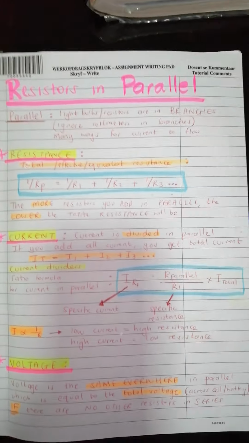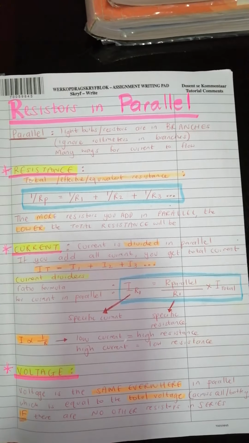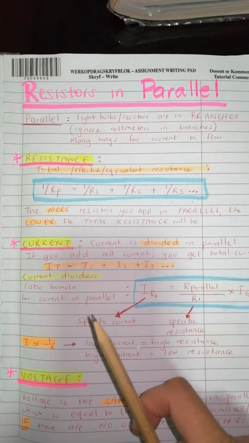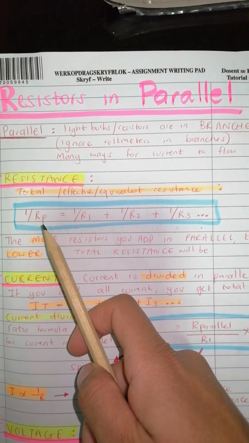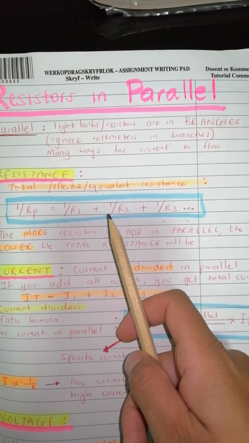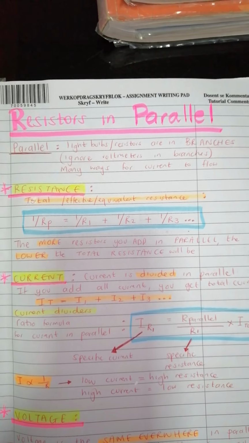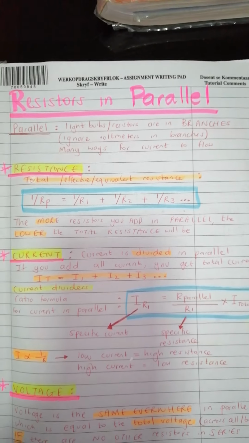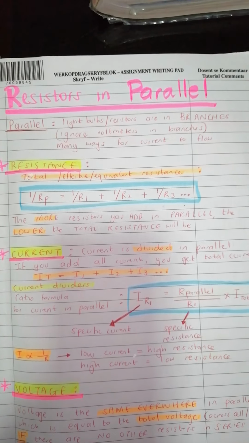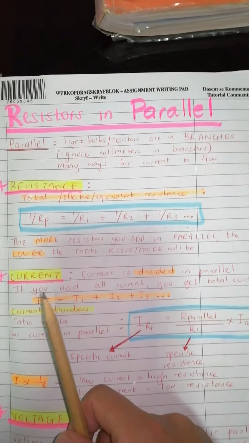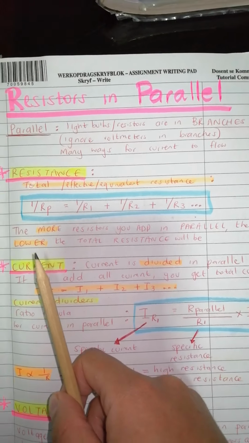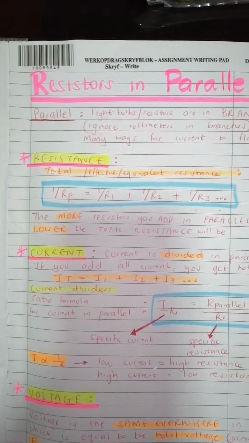Okay, so last week we did resistors in parallel, and we said to calculate resistance in parallel, you need to say 1 over Rp is equal to 1 over R1 plus 1 over R2 plus 1 over R3, etc. And in a series circuit, if you add more resistors, the resistance increases. But in a parallel circuit, it's the opposite. If you add more resistors, the total resistance actually becomes lower.